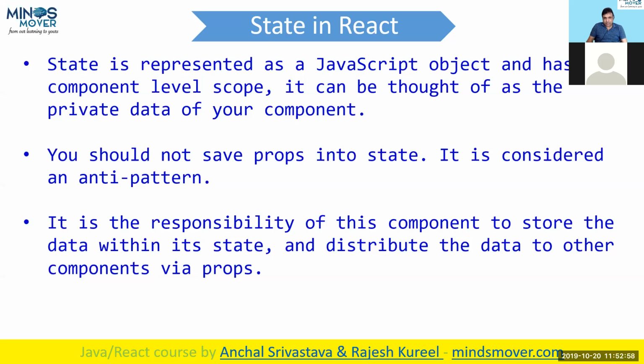Okay, so state is basically represented as a JavaScript object and has component level scope. Meaning for whatever component you are defining the state, it will be declared for only that particular component. It will be usable only in that component. You cannot use one component's state in another component, right? But if you want to pass values from one component to another, what will you use? You will use properties.